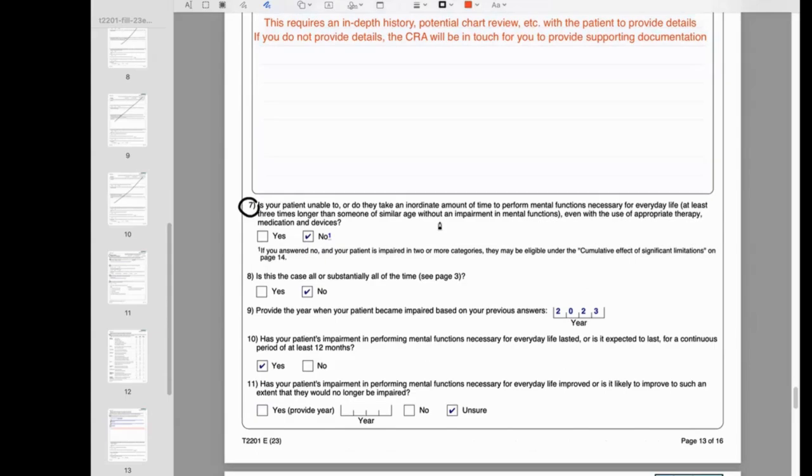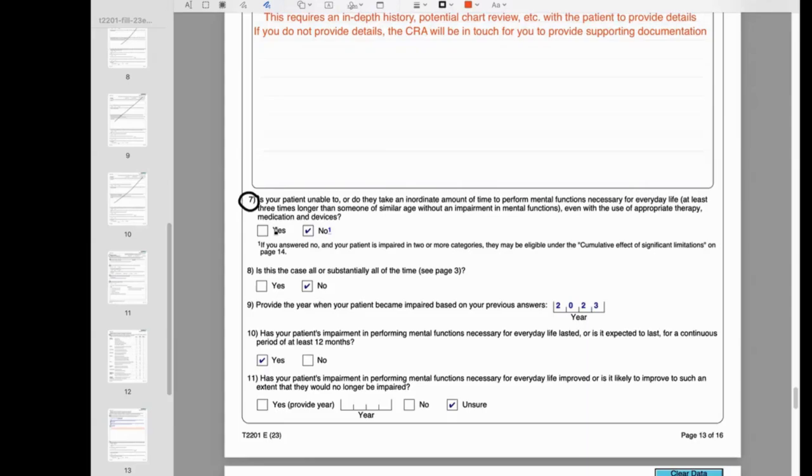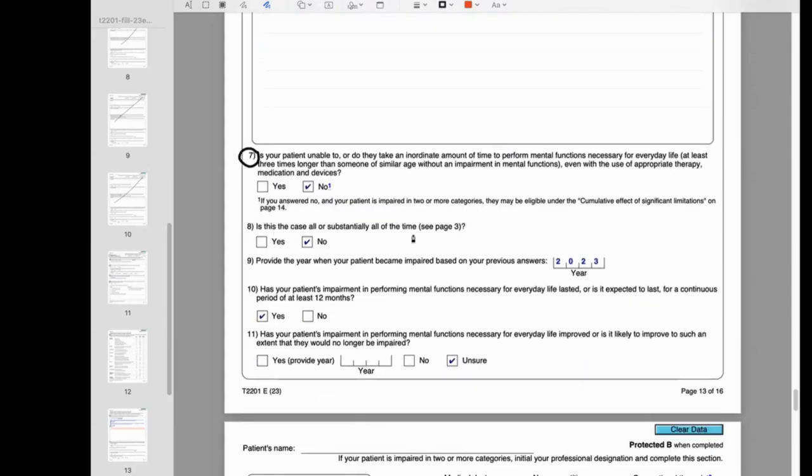Next, we go through, again, similar to the previous example: is your patient unable, or do they take a significant amount of time, to perform those mental functions? So again, 3 or more times the length to complete these functions compared to the average person. Might be yes, might be no, based on the evidence and data that you've gathered. Is this the case all or substantially all the time? For this example, this person is saying that it's only really a few days a week that they're struggling. So that's not really classified as substantially all of the time, right? Because that's 90% or more of the time.